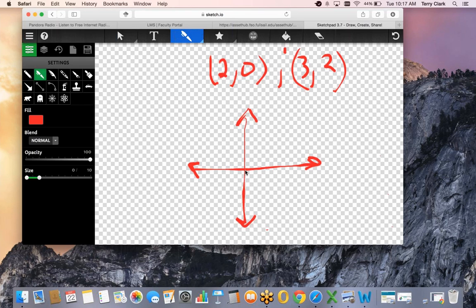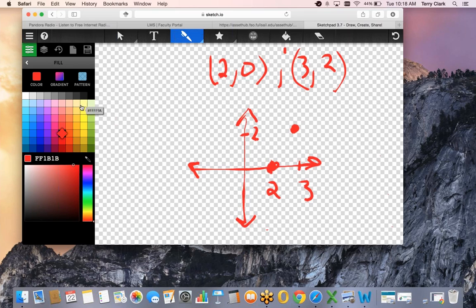Okay, so the first one's going to be 2, where x is going to be 2 and y is going to be 0. So I'm just going to put the 2 there and then drop a dot there for that point, just like that. Make that a big dot. And then my next one's going to be 3 for x, and then y is going to be 2, and I'll put that right there. Then I'm going to change it back to black, because I'm not even going to draw the lines. I'm just going to connect the dots.